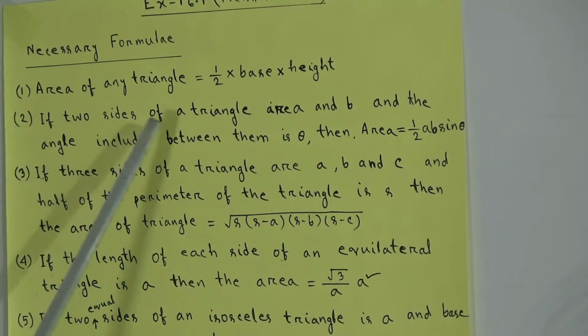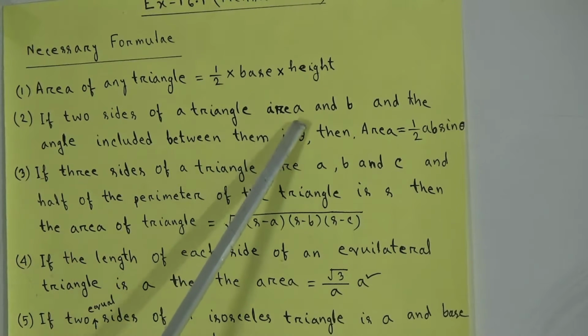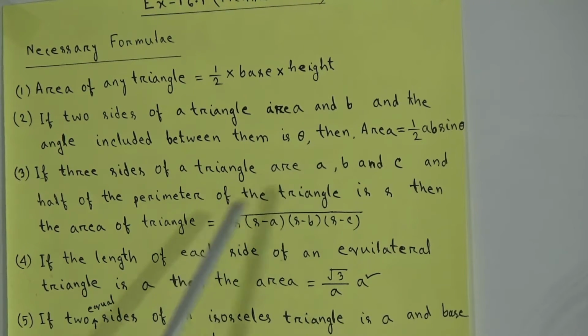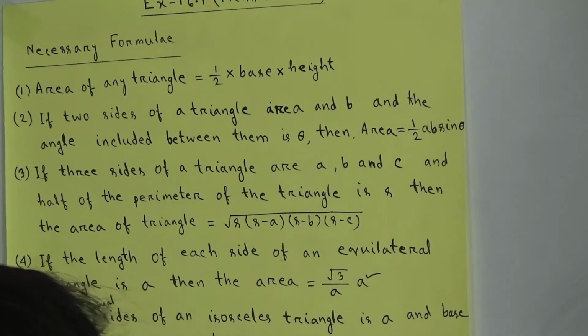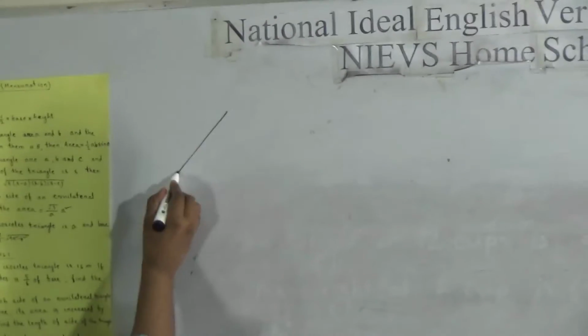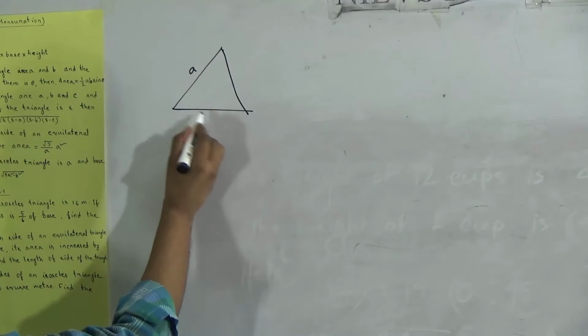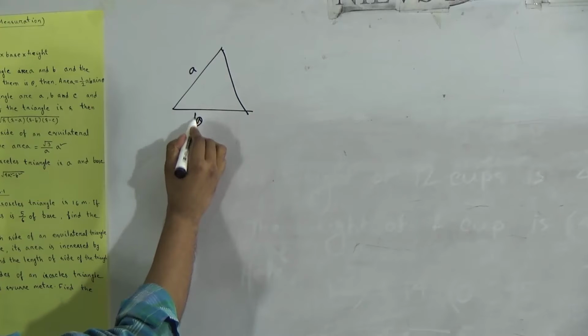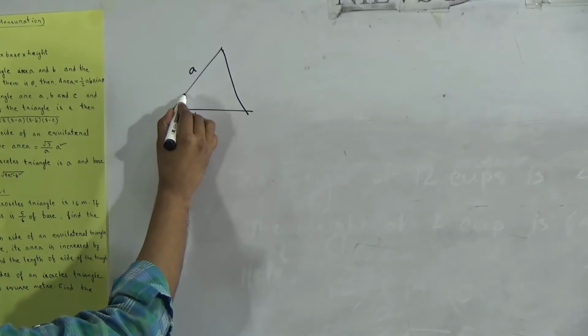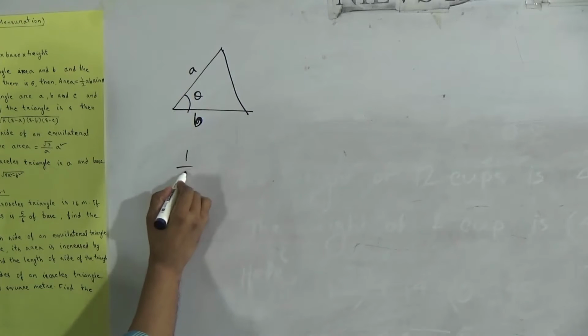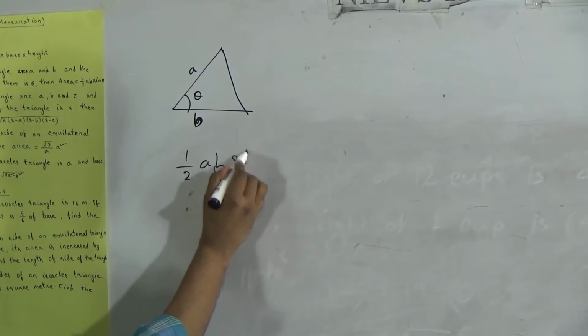if two sides of a triangle are A and B, and the angle included between them is theta, then area is equal to half into AB sin theta. Here, if we consider these two sides, this side is A and this side is B, and the angle between these two sides is theta, then the area of this triangle will be half into AB sin theta.